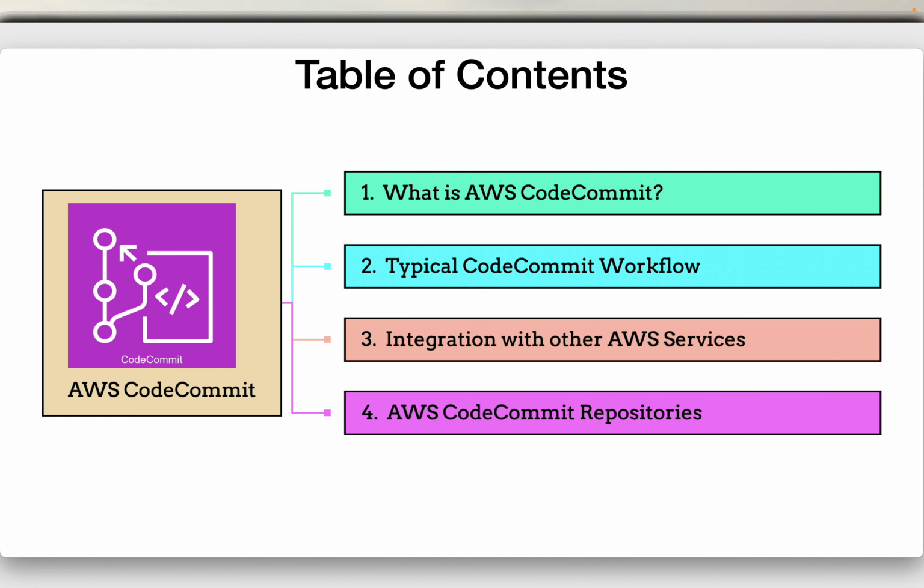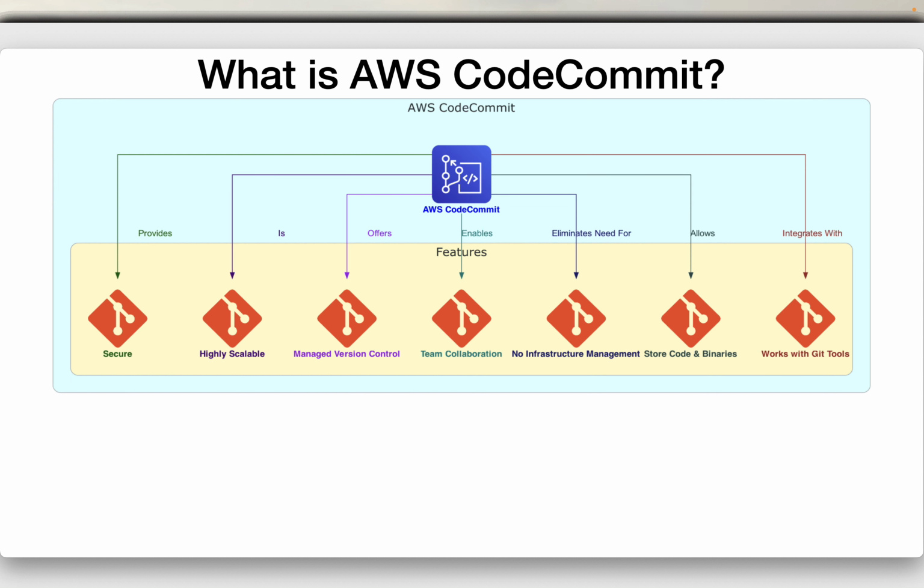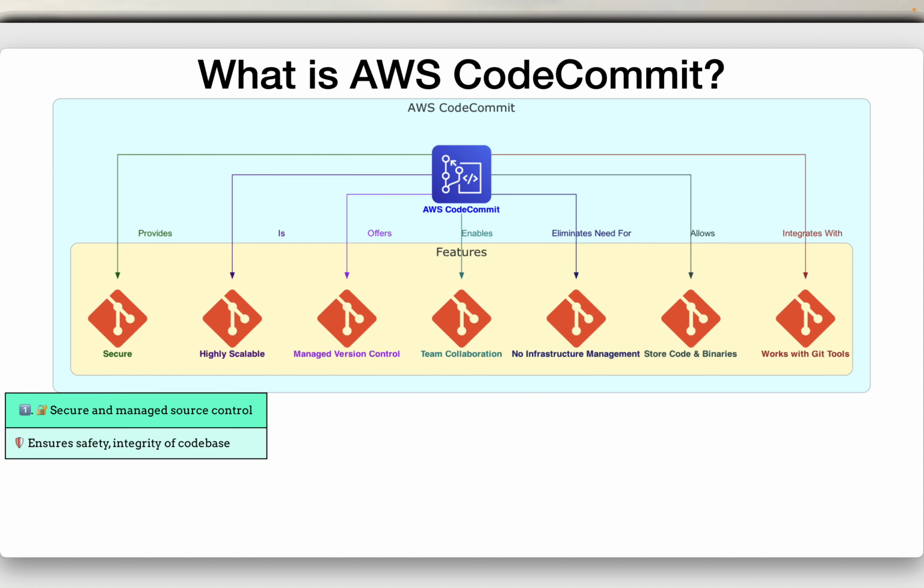So this lecture will contain all these topics. What is AWS CodeCommit? Typical CodeCommit workflow, integration with other AWS services, and AWS CodeCommit repositories. So what is AWS CodeCommit? AWS CodeCommit provides a secure and fully managed version control service, ensuring the safety and integrity of your code base.